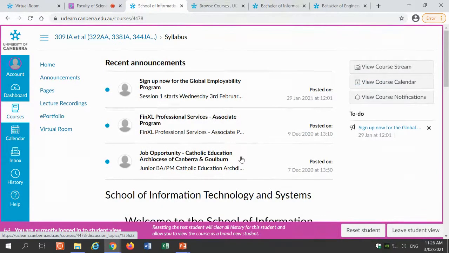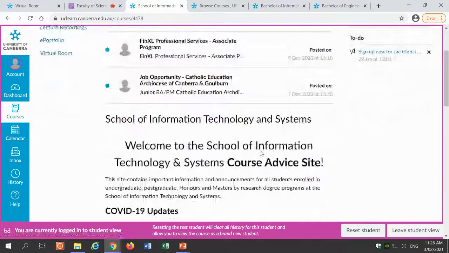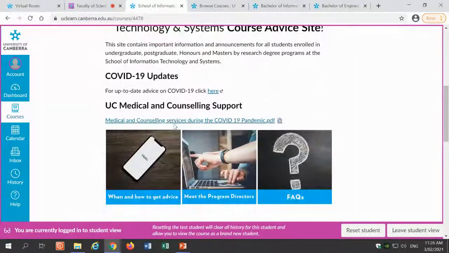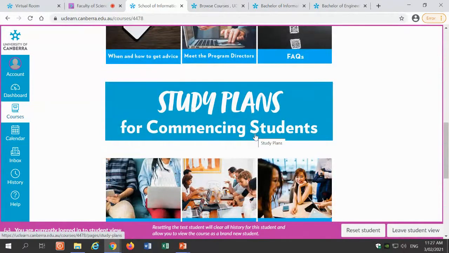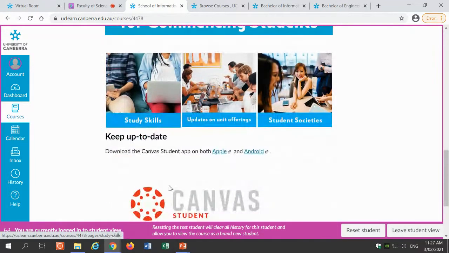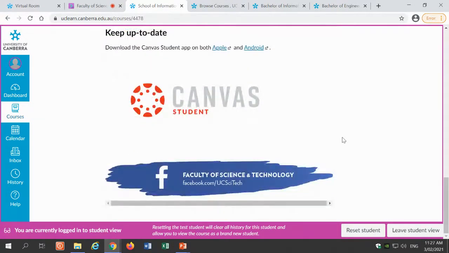There's some announcements here. We often post announcements about job opportunities, internship opportunities, and so on. Again, this is something for you to keep an eye on and start thinking about now, but look forward to in your second and third years and fourth years. As you can see, links to various support services and so on. Study plans. All of the most up-to-date study plans. So this is where you can get a study plan that's specific for your course, for your chosen major, specialization major as well. And then, yeah, links to study skills, any updates, the student societies, and so on.